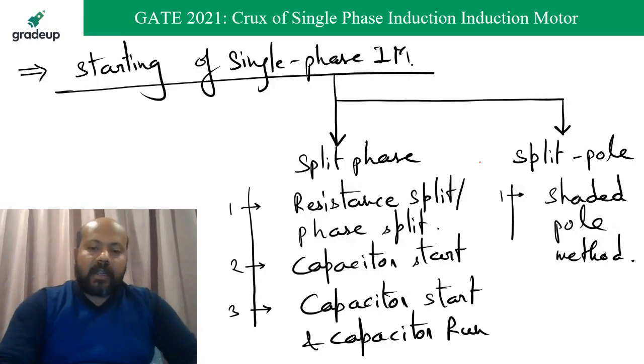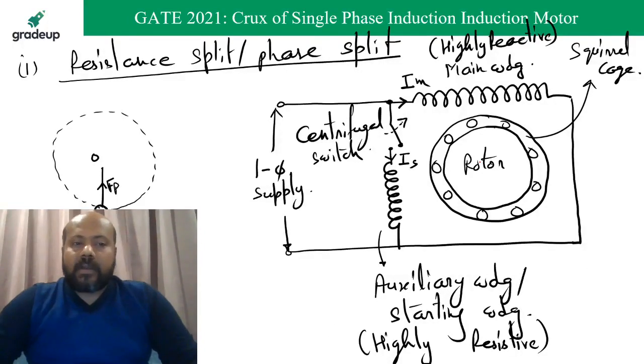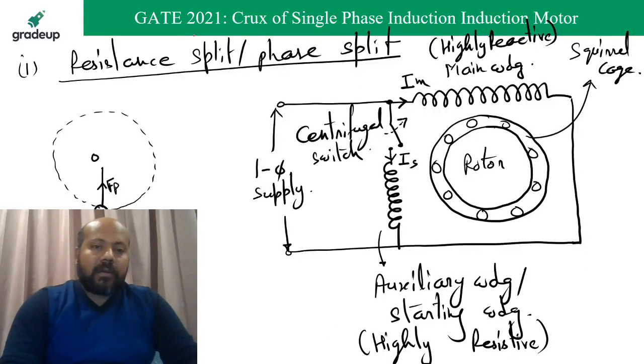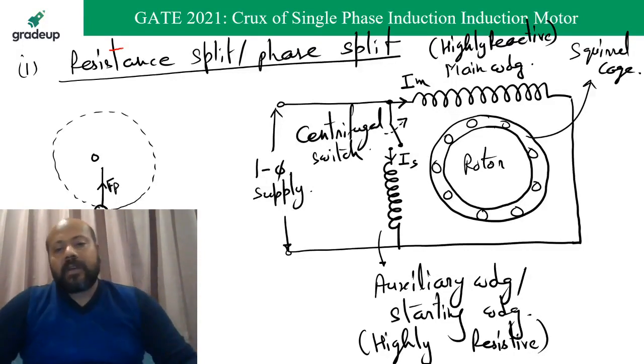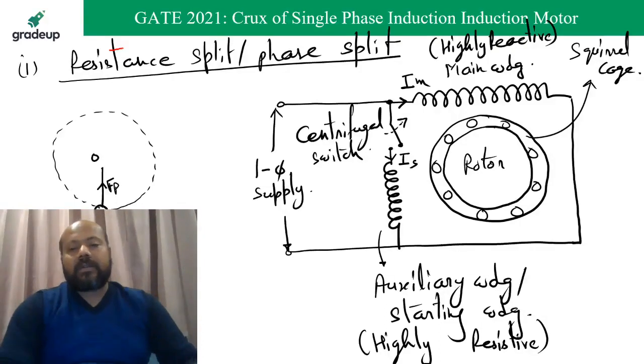Let us first start with the split phase. And the first method is resistance split or phase split. What is the meaning of this? The meaning of this is that instead of using one single winding for the single phase induction motor, the stator is going to have two windings. One winding we are calling the main winding.